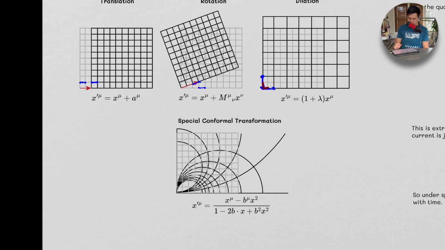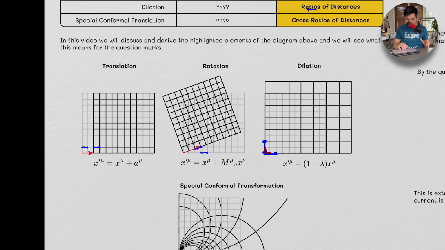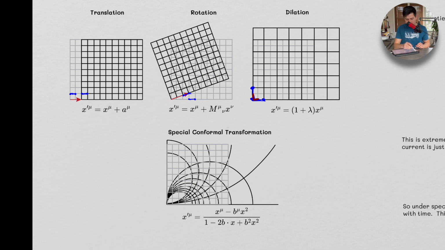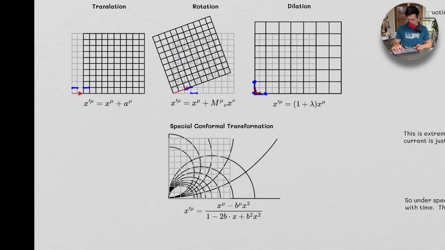So ratios, and then the weird, pardon my French here, but the really weird thing with these special conformal transformations. What on earth is going on here? What we're going to do in this video, this is probably going to be a lengthy video, is we're going to dive deep into understanding this and this from a geometric perspective.